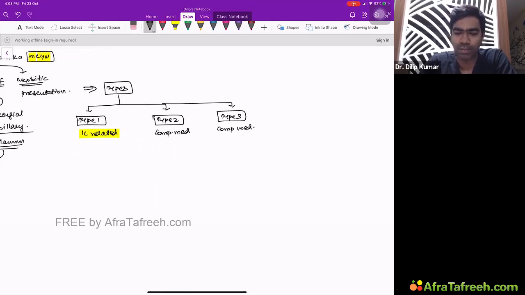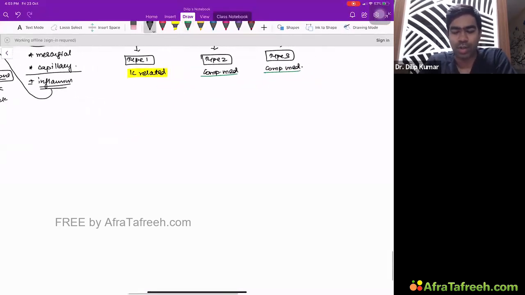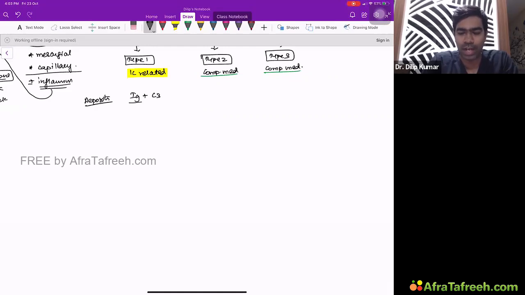So basically type 1, type 2, and type 3. Type 1 is immune complex related, and type 2 and type 3 are only complement mediated. They won't have any immune complexes here. As far as type 1 is concerned, if you take the deposits, what you will typically see is immunoglobulin deposits plus C3 deposit. This immunoglobulin can be IgG very commonly, and along with that you can see IgM also, but IgG is very common as far as kidney is concerned.